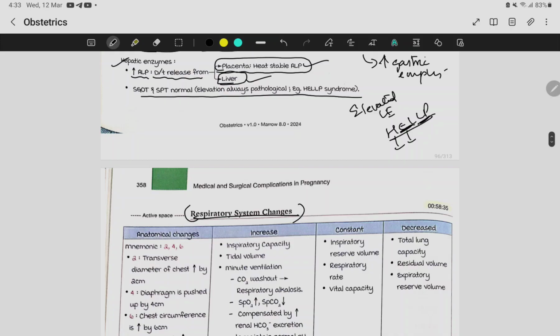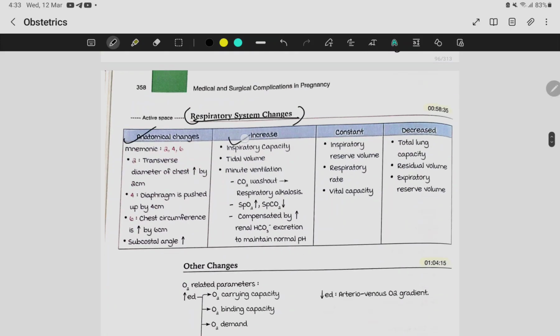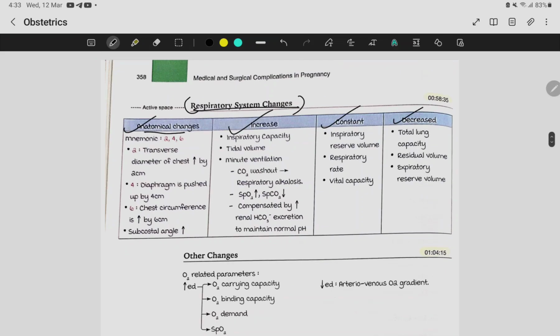Coming to respiratory changes. In respiratory we have anatomical changes, increases, decreases, and constants. First is anatomical changes, which is the mnemonic 2, 4, 6: transverse diameter increases by 2 centimeters, diaphragm is pushed 4 centimeters upwards, and chest circumference has increased by 6 centimeters, and there is an increase in subcostal angle.